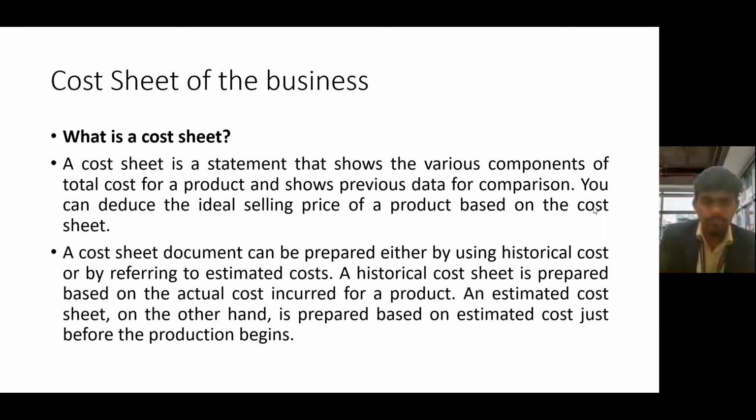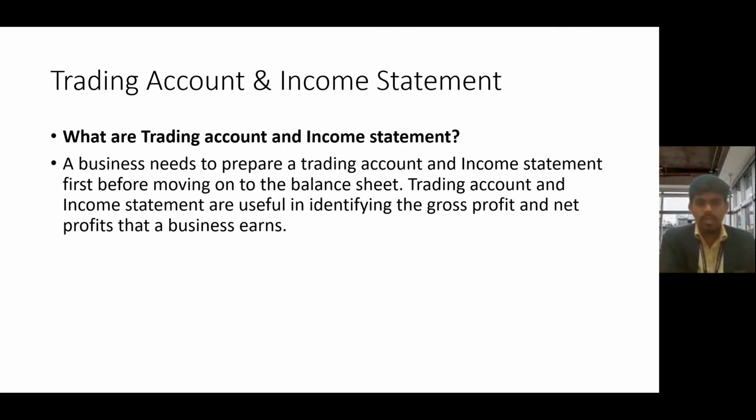Next we see the trading and income statement. The trading account and income statement is a very important one. A business needs to prepare a trading and income statement first before moving on to the balance sheet. Before going to the final statement, we first need to prepare the trading account and income statement. These are useful in identifying the gross profit and the net profit a business is earning. How a business earns gross profit or net profit will be identified through the trading account and income statement.